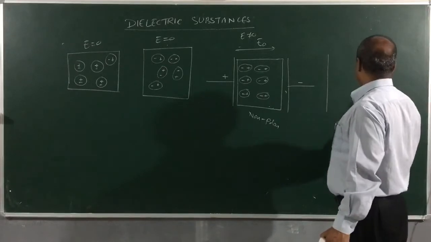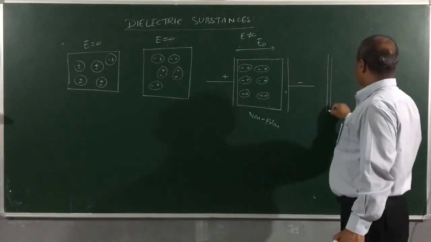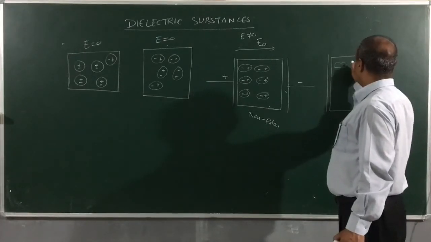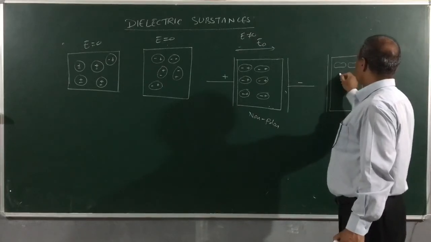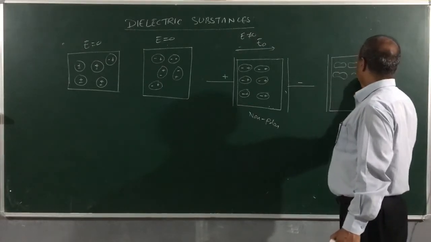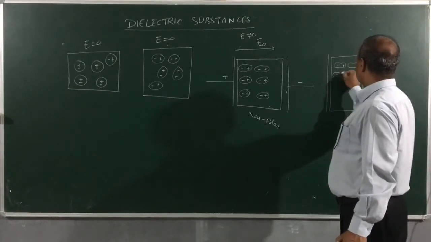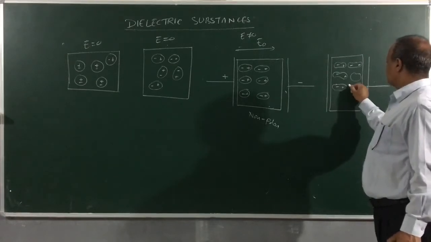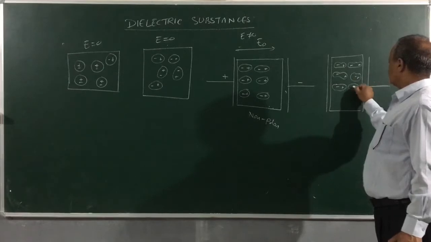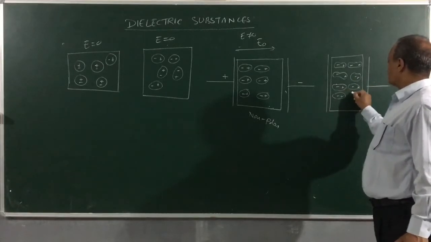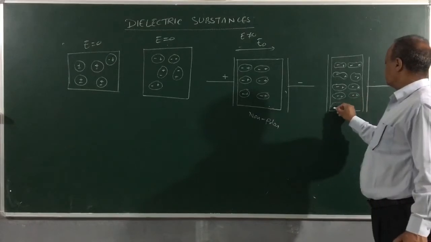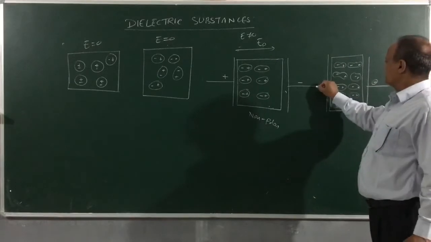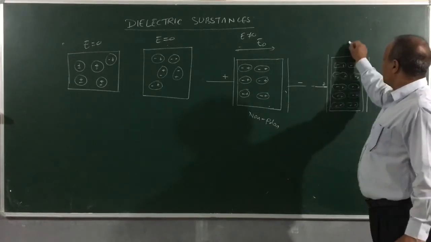This is how I am applying electric field, and this is the dielectric substance. And these molecules will be maybe something like a dumbbell. You can see here, they are being separated something like this. Positive, negative, positive, negative. You can see molecules are being separated now by greater distance. This is negatively charged and this is positively charged. I am applying electric field now.